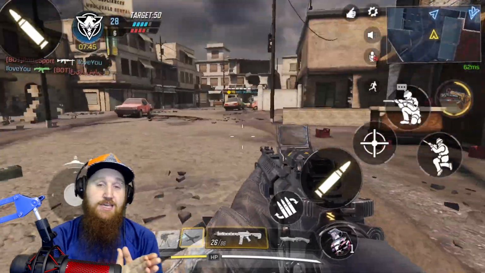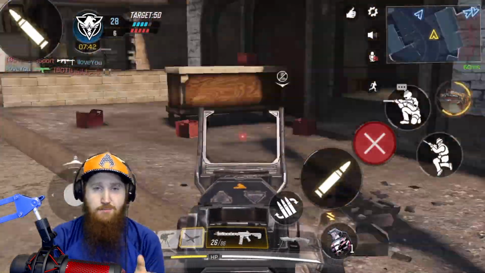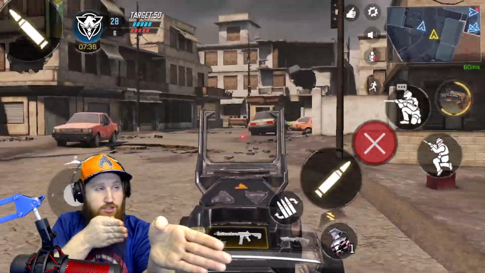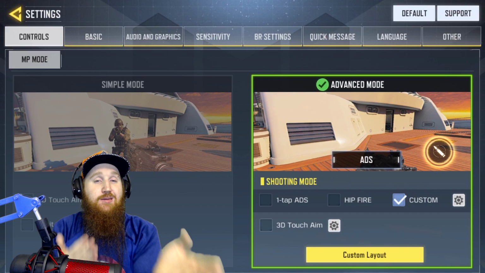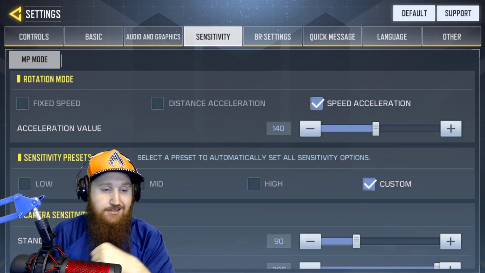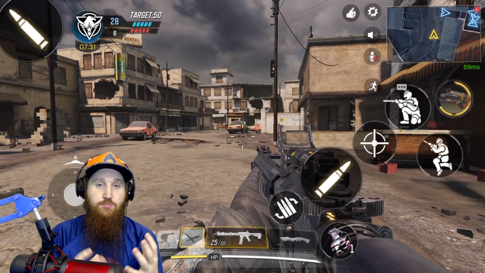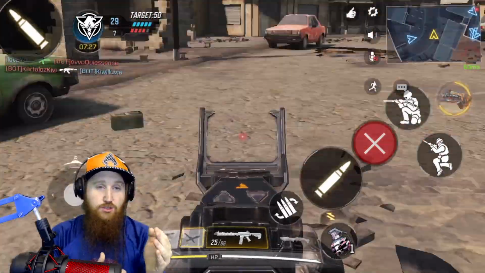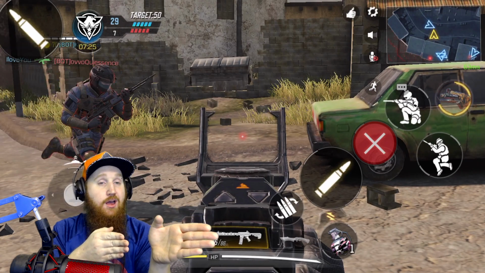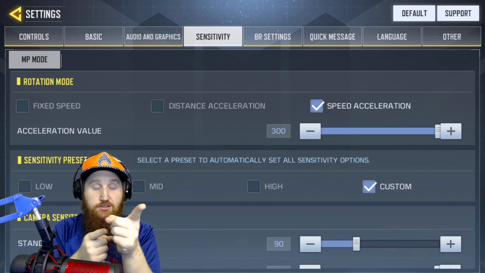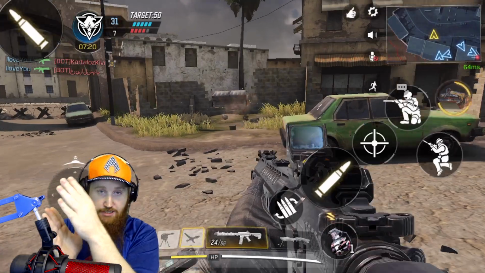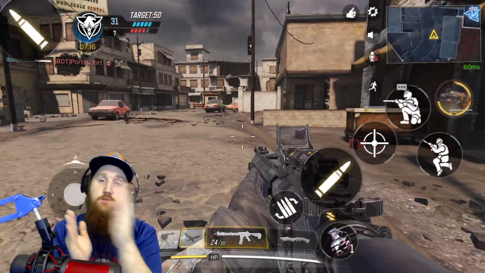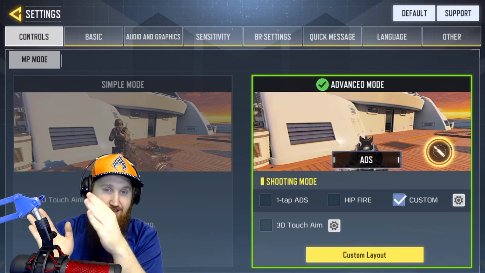ADS sensitivity is aiming down sights. So when you're aiming down sights and looking at a target, that's how fast you're going to be moving and looking around when you're aiming down the sights. Tactical and sniper scopes are fairly similar. They both deal with a different kind of scope that you have on your weapon, and they also deal with how fast you're going to be moving around in circles when you're looking down the scope. So if you're a sniper that likes to do your flick shots, you might want to turn the scope and the tactical scope sensitivity up a little bit more so you can get your flick shots in.